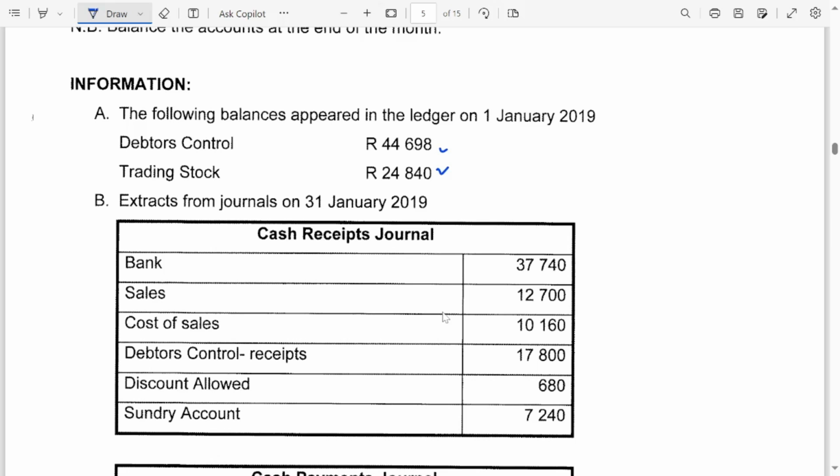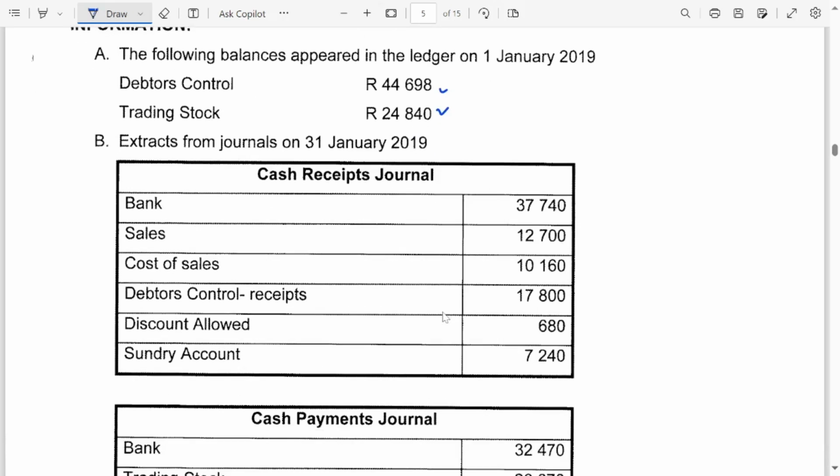And then B, extracts from the journals on 31 January 2019. Remember, we're doing the debtors control and the trading stock. So here in the CRG, we have the cost of sales. Remember, the cost of sales affects the trading stock, because in the trading stock, we record the cost price.